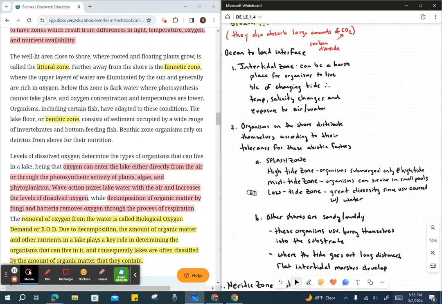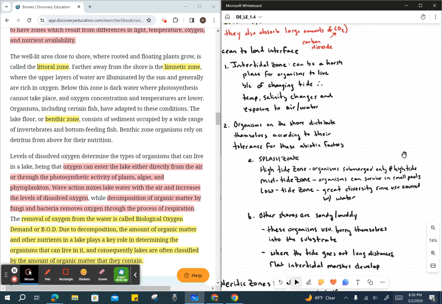High tide zones are going to be organisms that are submerged only at high tide. Otherwise, they're exposed. So they got to be highly adapted. Your mid-tide zone organisms, they can survive in small pools. If you've ever gone looking through the tidal pools, you'll notice that during low tide, you still have these little pools of water. These are what we call your mid-tide zone organisms.